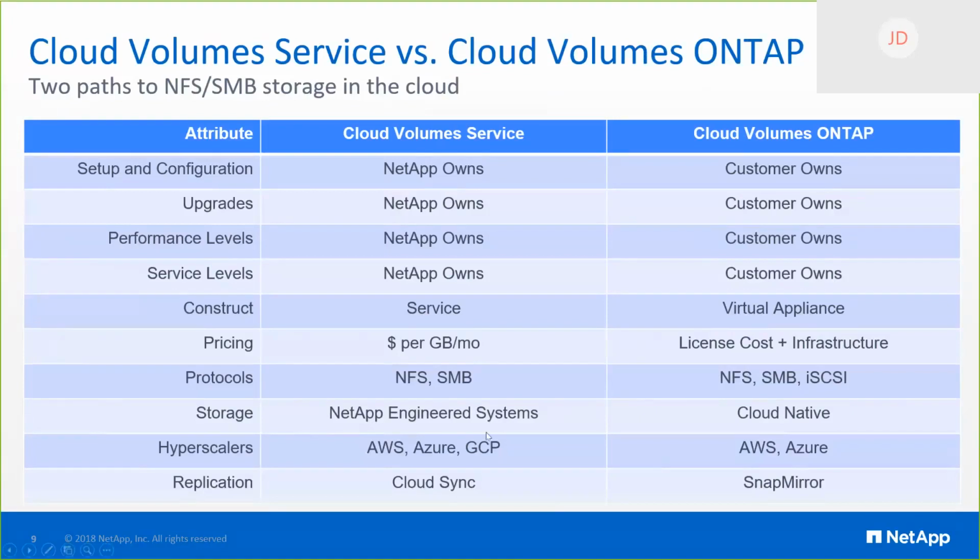One last note that I know is important for a lot of people who use NetApp, especially on premises. Cloud Volumes Service uses our Cloud Sync tool for replication, which is a great replication service. It's very efficient. It's very fast. But Cloud Volumes ONTAP uses SnapMirror, which is what a lot of NetApp customers are a little more comfortable with.